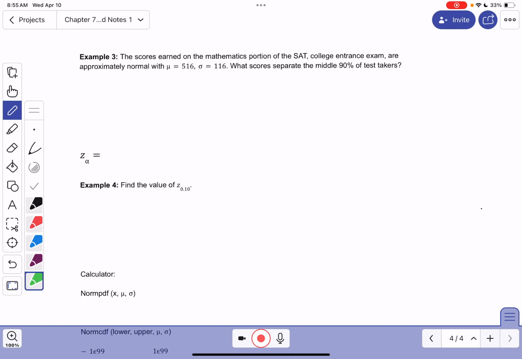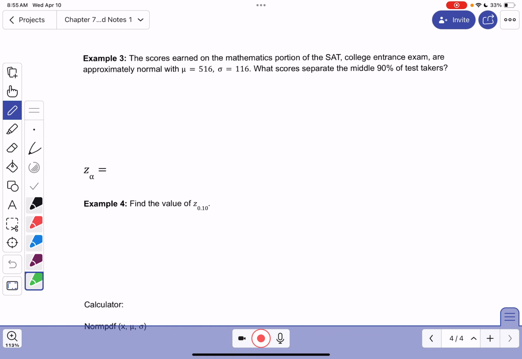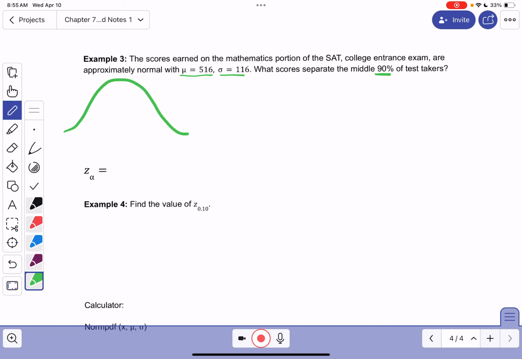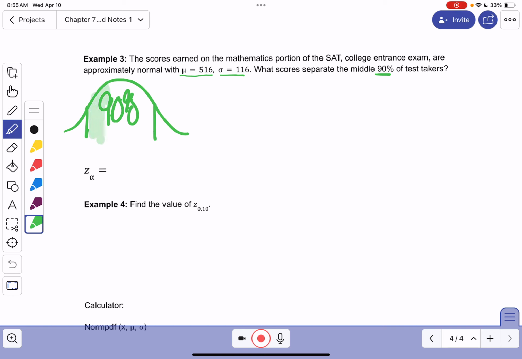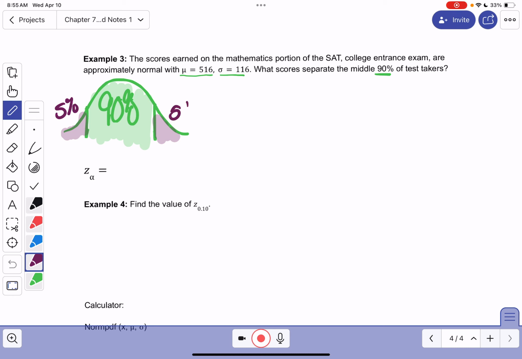So now let's look at another one. The scores earned on a math portion of the SAT college entrance exam are approximately normal, with mean of 516, standard deviation of 116. What scores separate the middle 90%? So we have a curve. We have 90% here in the middle. So if that's 90%, that means we have 10% in the purple areas. And since it's symmetrical, those are in half. So we really have 5% in each purple area. So this would be the 5th percentile, and this would be the 95th percentile.